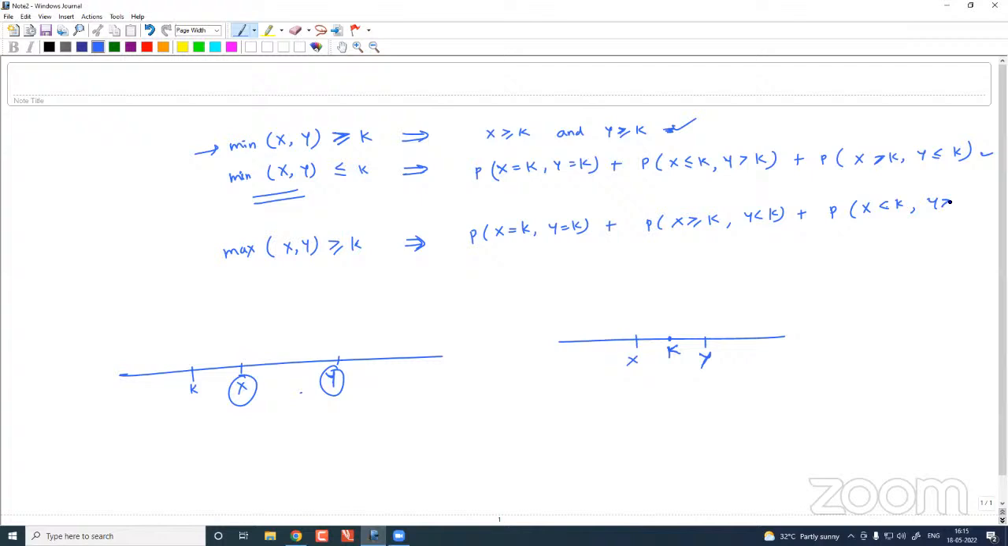Less than k and y greater than or equal to k. So if both of them are greater than k, then what will happen? Then also the condition will be satisfied.